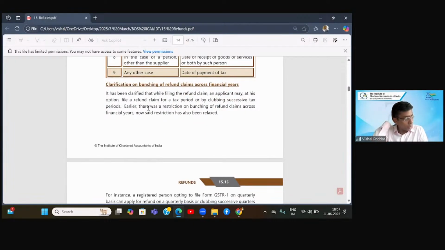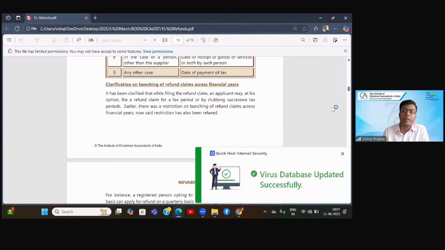Another important point was bunching of the refund claims across financial years. Now the law says if you are eligible for refund every month, because every month the refund triggering event is happening, either you can file your application month-wise, that is for each tax period, or you can club the tax periods and file a single application.